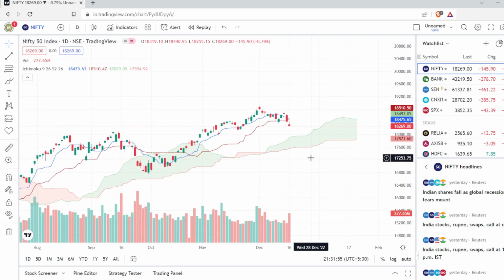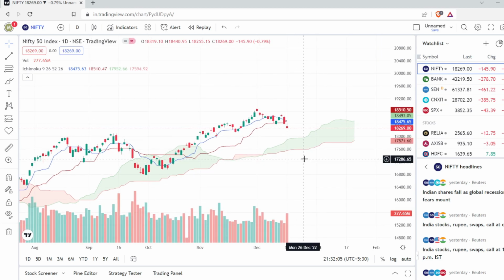In this case, do you think you can take any trade in Nifty right now? As per the Ichimoku cloud system, you should not, because the conversion line has just crossed below the baseline, so it's bearish as per the conversion line theory. But the price is above the Kumo cloud, so as per the Kumo cloud, it's bullish.